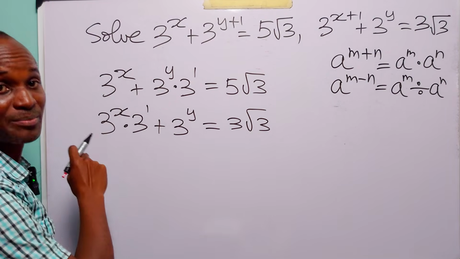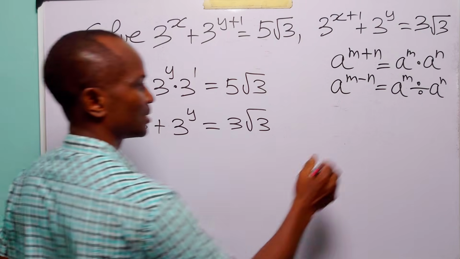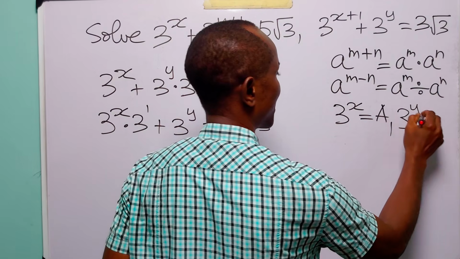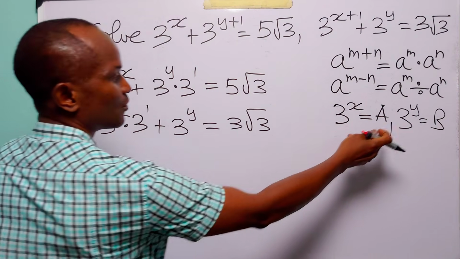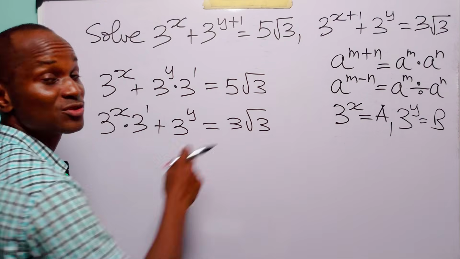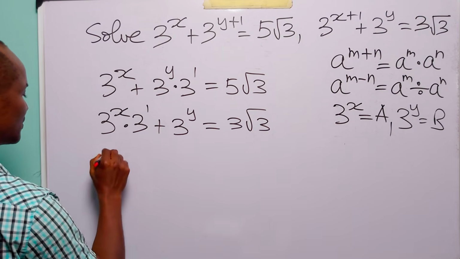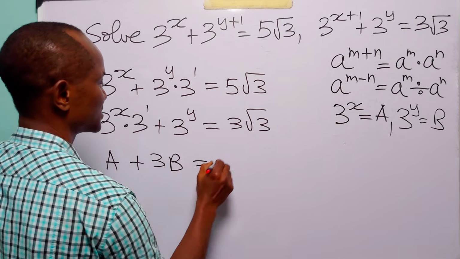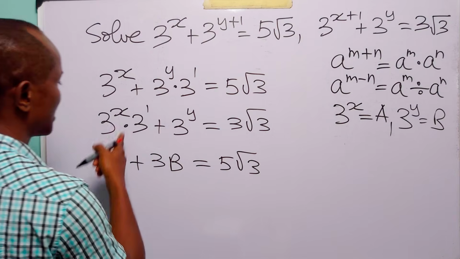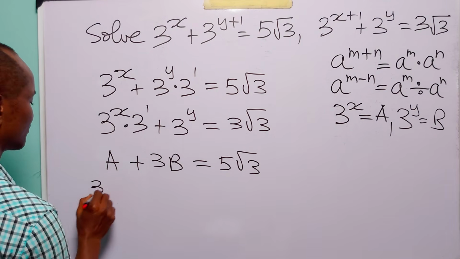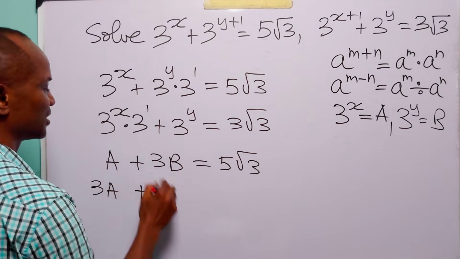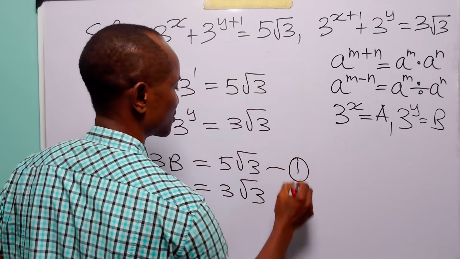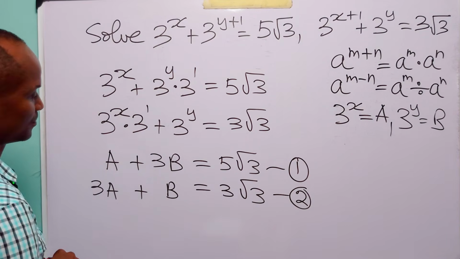Now you can see that we have 3 to the power x and 3 to the power y. So let 3 to the power x be equal to a and 3 to the power y be equal to b. With these two substitutions, we can now write these two equations as: here we have a plus 3 times b, and of course, this is equal to 5 root 3. And here we have 3 times a plus b, and this is equal to 3 root 3. Let this be equation 1 and let this be equation 2.